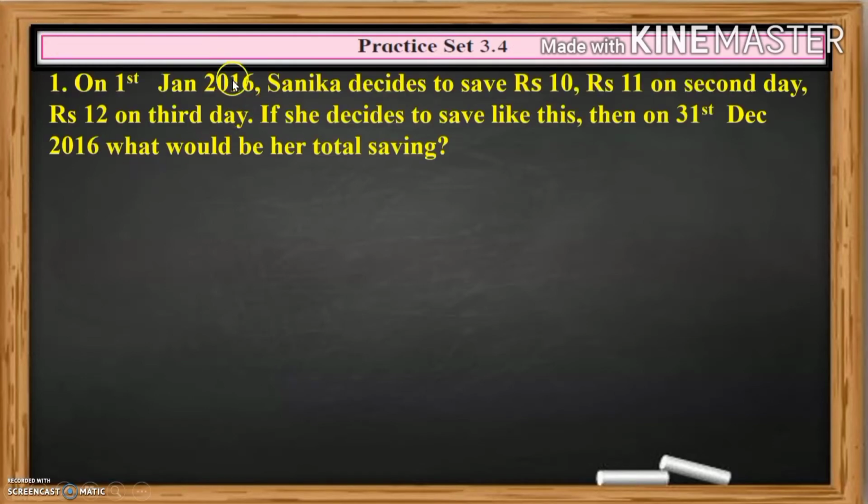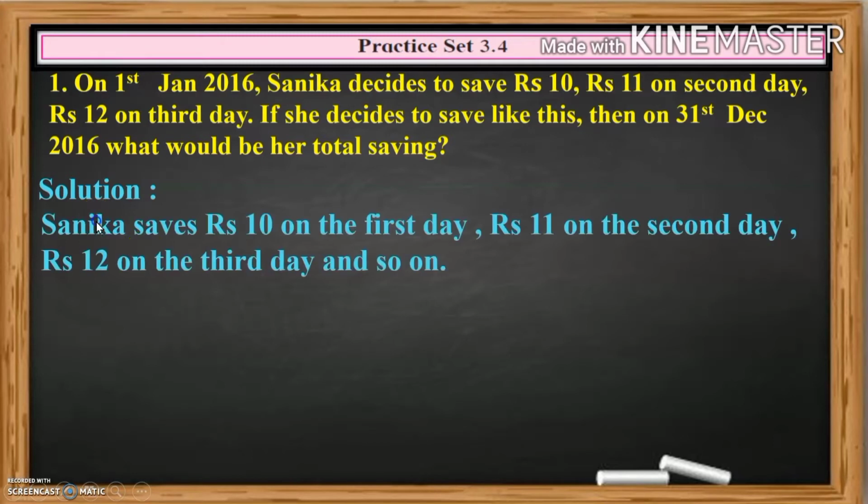On 1st January 2016, Sanika decides to save rupees 10, rupees 11 on the second day, rupees 12 on the third day, and if she decides to save like this, then on 31st December 2016, what would be her total saving? Now we start with the solution. As we go on with the solution, I will be explaining to you step by step. Sanika saves rupees 10 on the first day, 11 on the second day, and 12 on the third day, and so on. So she is going to save in this manner.